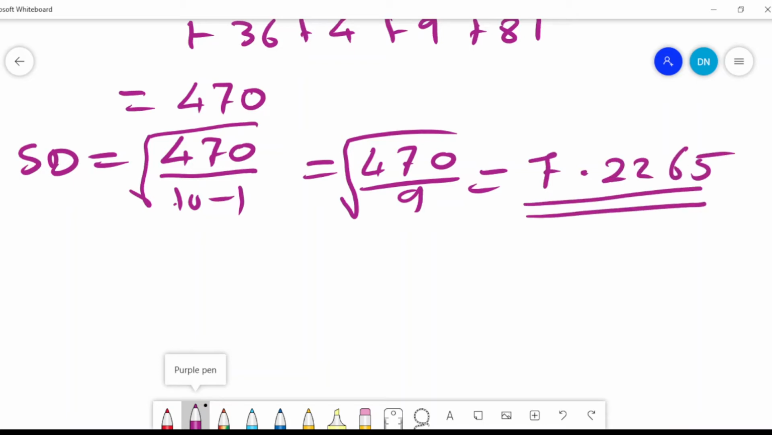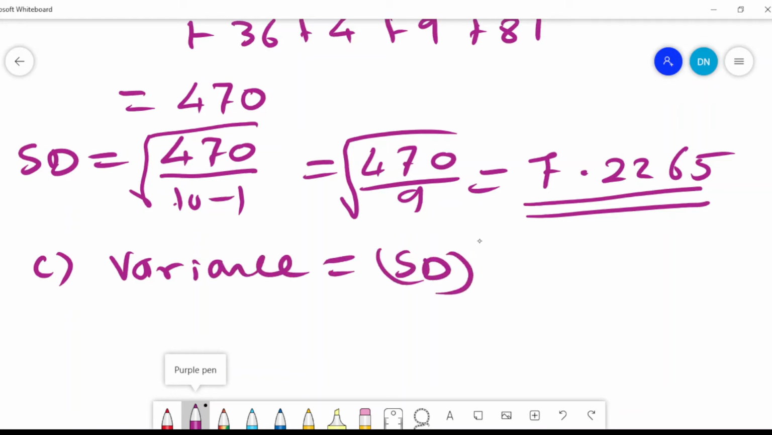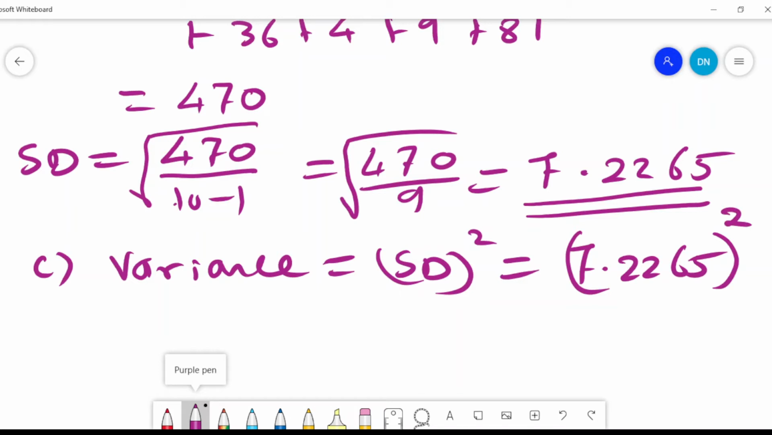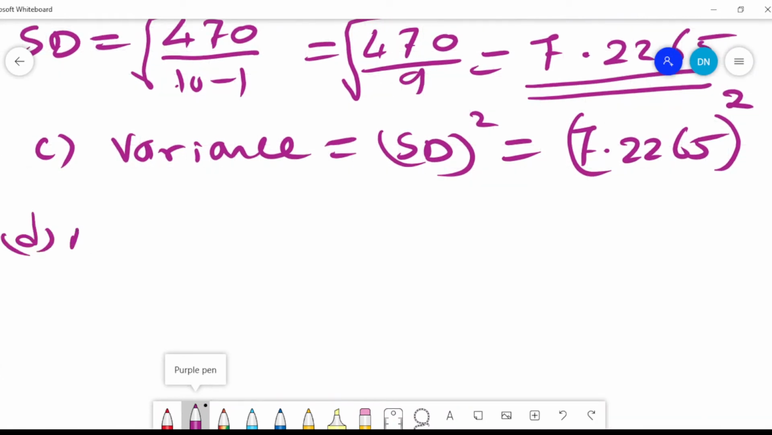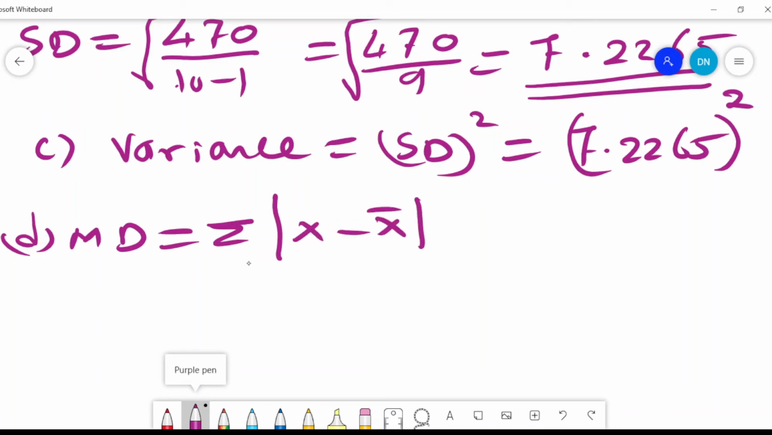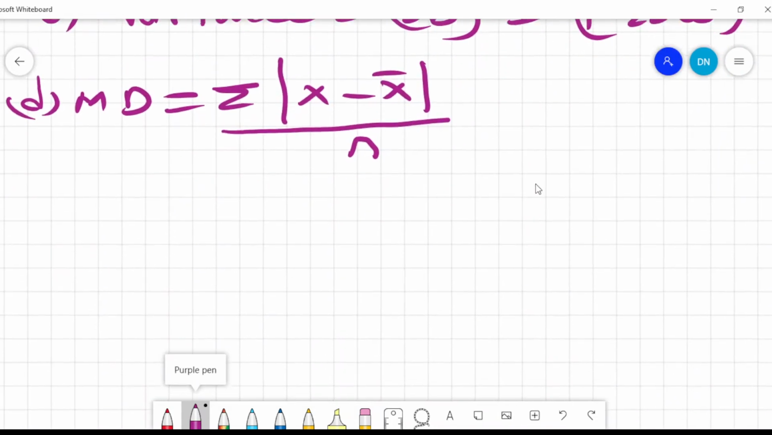So those are the deviations that we move away from the mean value. And then the variance is the standard deviation squared, which will be 7.2265 squared, and that will give us the variance for that problem that we have. And finally, we have what we call the mean deviation, which is given by the summation of the absolute value of x minus x bar divided by n. So we are getting the absolute value of each one of them.